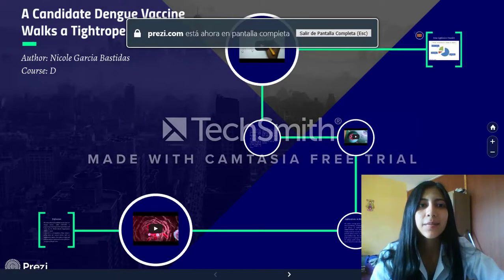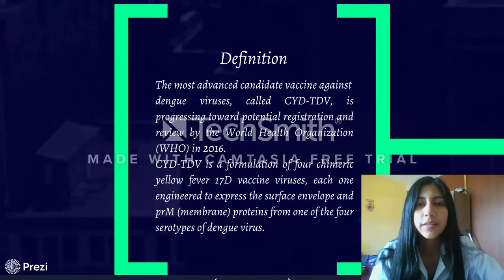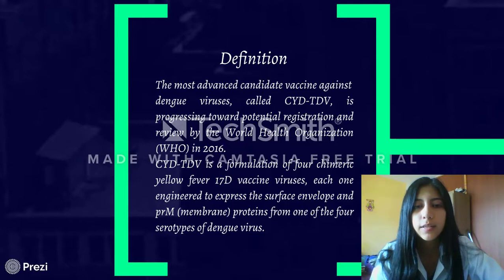Candidate dengue vaccines. Definition: the most advanced candidate vaccine against dengue virus is called CYD-TDV. It is progressing toward potential registration and review by the World Health Organization in 2016. CYD-TDV is a formulation of four chimeric yellow fever 17D vaccine viruses, each one engineered to express the surface envelope and PRM membrane protein from the 1 to the 4 serotypes of dengue virus.